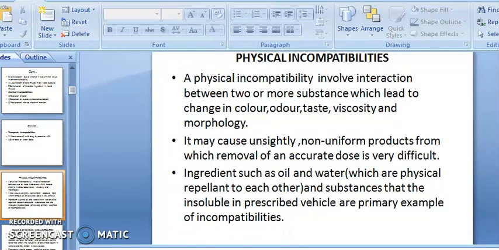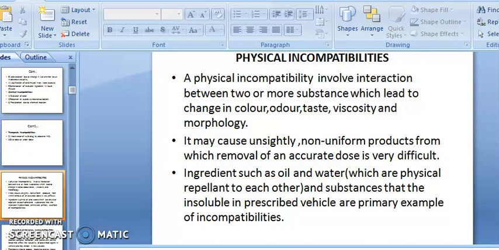Then we discuss physical incompatibility. A physical incompatibility involves interaction between two or more substances which leads to change in color, odor, taste, viscosity and morphology. What are the changes observed? It is observed that there is a change in color, odor, taste, viscosity, or morphology. It means that it comes under the category of physical incompatibility.